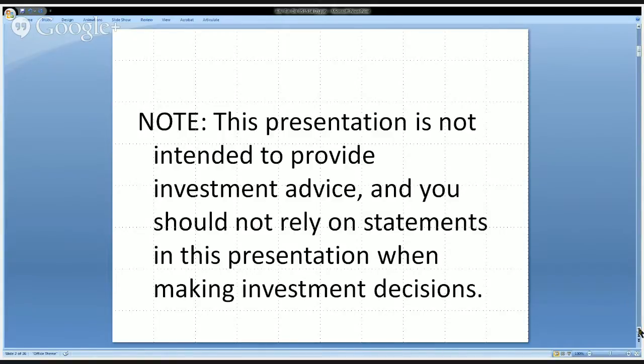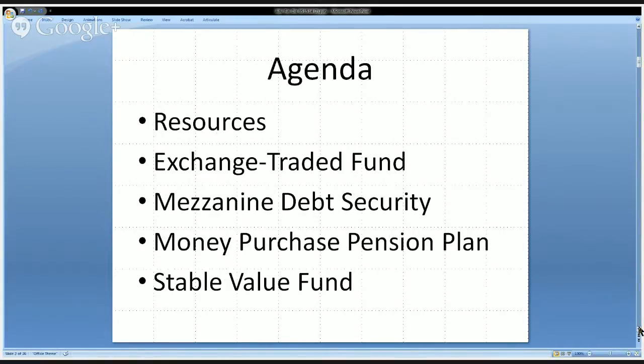You want to start with the agenda? Yes, so here's what we're going to cover today. The first thing that we're going to do is go over a series of resources that will be very helpful for you in your financial disclosure practice. And then after that, we're going to discuss exchange-traded funds. We're going to discuss mezzanine debt securities, which I know that one sounds very exotic, doesn't it? We're also going to talk about money purchase pension plans and also stable value funds.